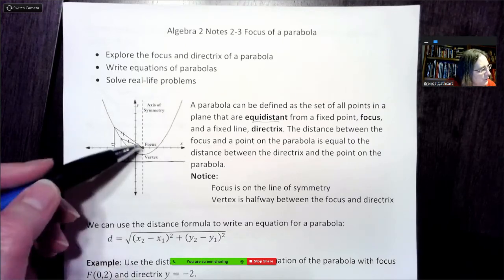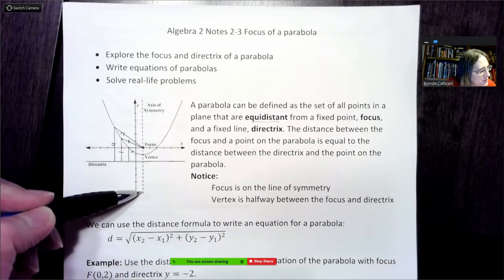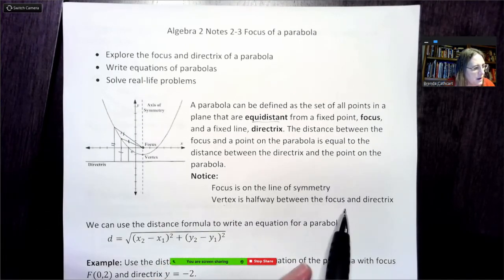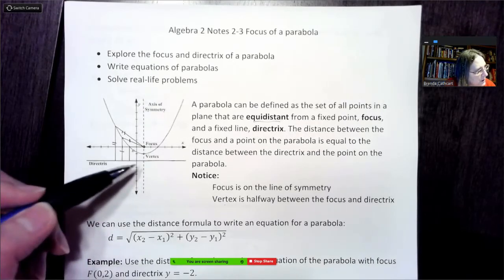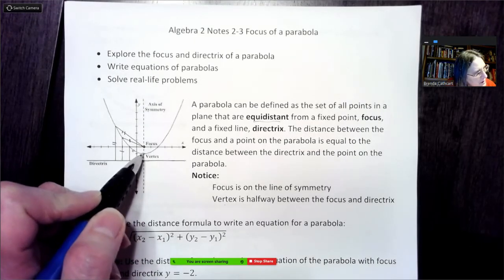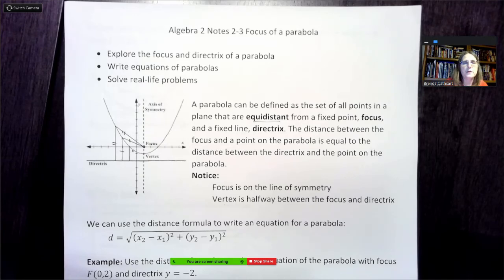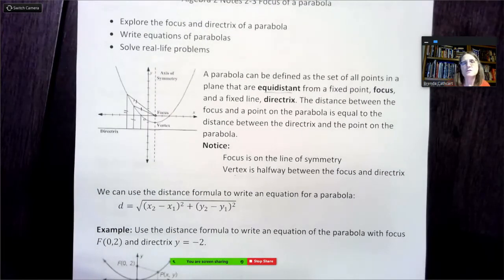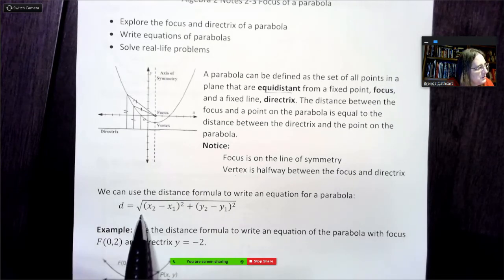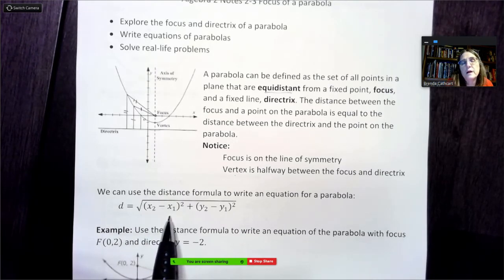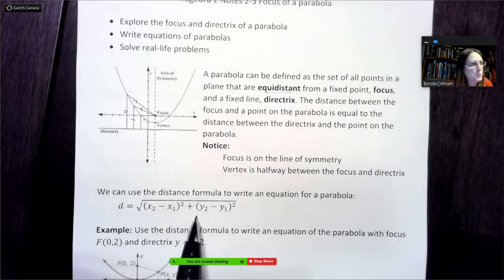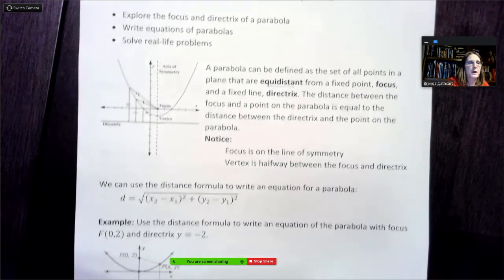Notice, by the way, that the focus is on our line of symmetry, and the vertex is halfway between the focus and the directrix. Here's the directrix, there's the vertex and the focus. We can use the distance formula to write an equation for a parabola. D is equal to the square root of x2 minus x1 squared plus y2 minus y1 squared.